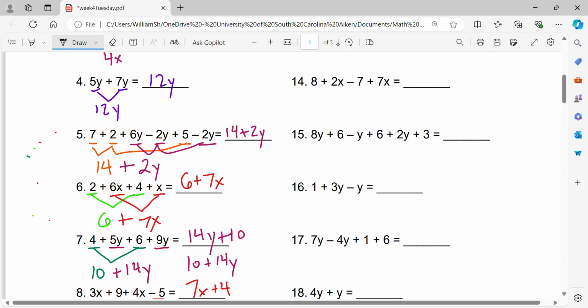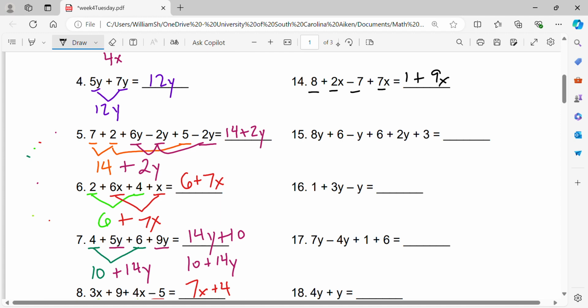Okay, you should be really proficient with it. You shouldn't have to type all this in on the calculator. Let's keep going. Number 14 is 8 plus 2x minus 7 plus 7x. 8 minus 7 is 1. 2 plus 7 is 9. So I have 1 plus 9x.